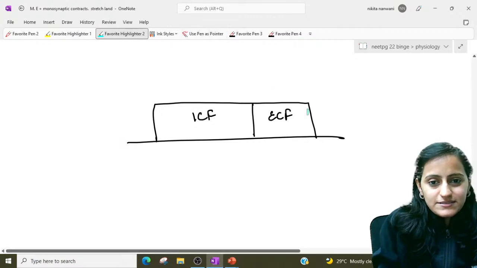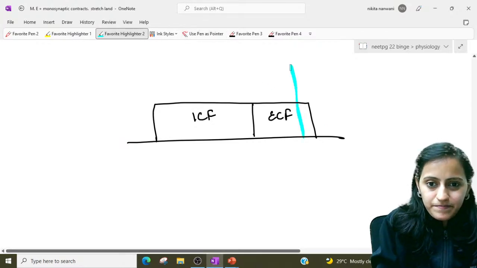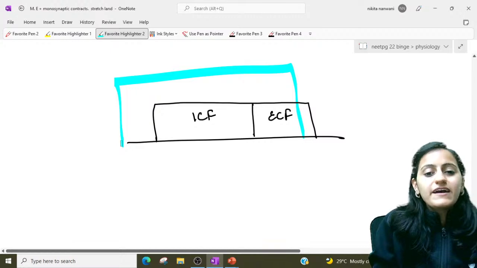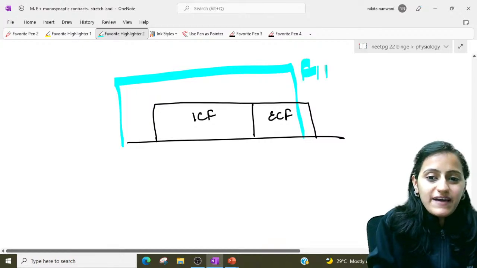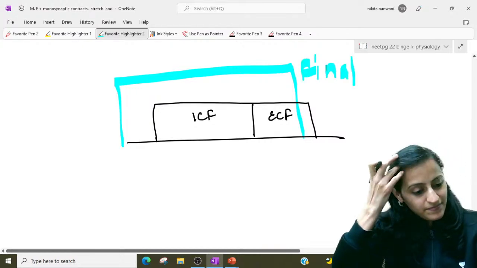It got deleted. Okay. One minute. Let me draw it again. Where will you see a diagram like this? This is like the final state that you are seeing.